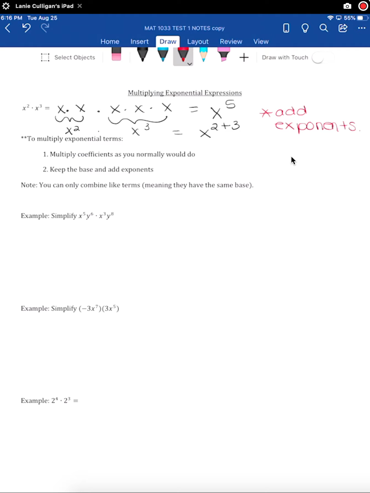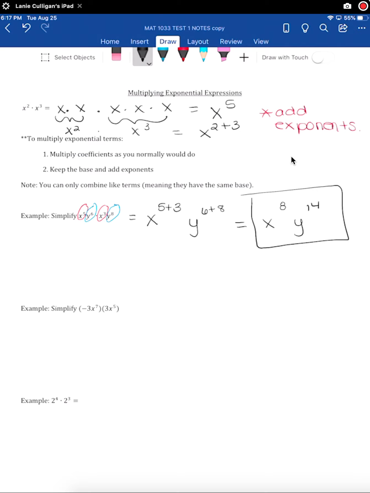Again, combining like terms. So let's combine our x's together, and then we'll combine our y's together. So starting off with our x's, we are multiplying, so we know we can add our exponents. So x to the 5 plus 3 power. And for our y's, we have y to the 6 times y to the 8th, so adding those exponents, 6 plus 8. So simplifying, x to the 5 plus 3 is 8, y to the 6 plus 8, which is 14. We combine all of our like terms, so that is our final answer, x to the 8th, y to the 14th power.